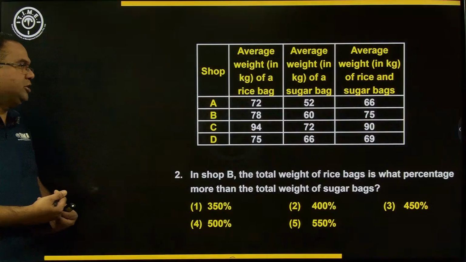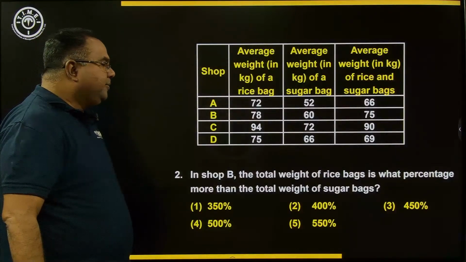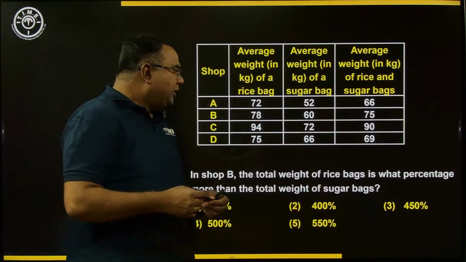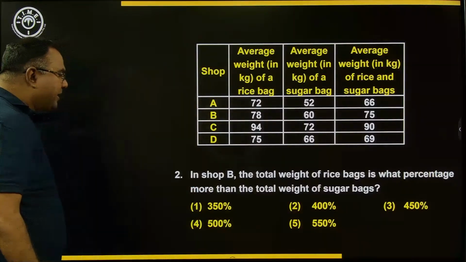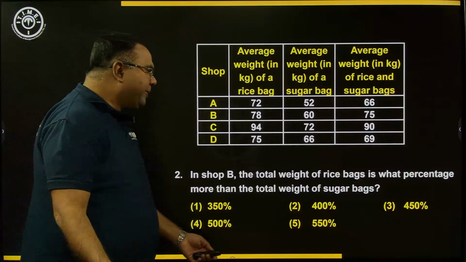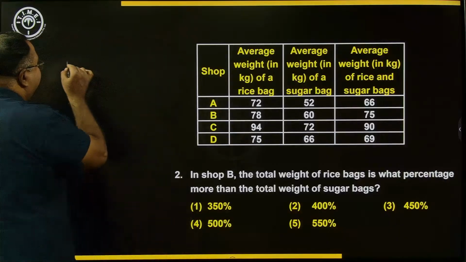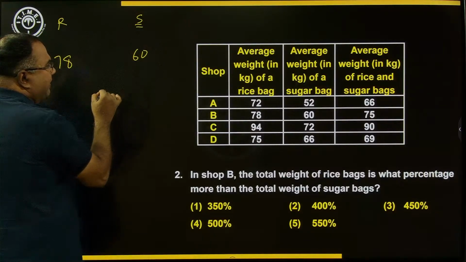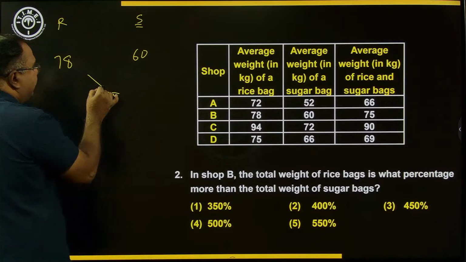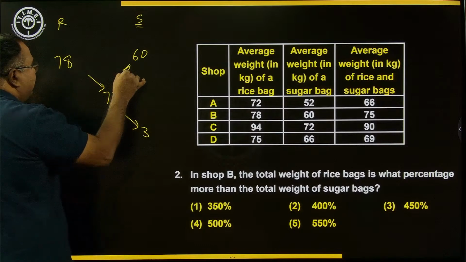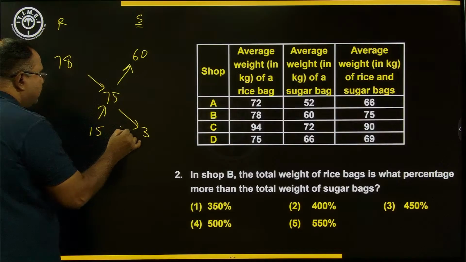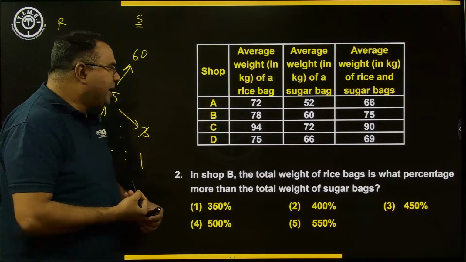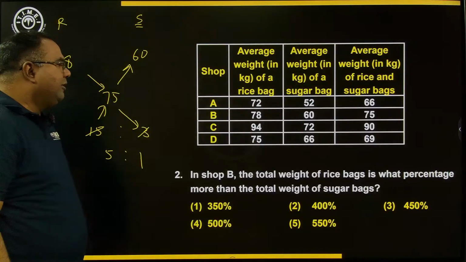Question number 2 on your screen, students. In shop B, the total weight of rice bags is what percentage more than total weight of sugar bags? So let me take B. So rice is 78, that is highest, and sugar is 60, and my average weight is 75. 78 minus 75, this is 3. 75 minus 60, this is 15. So this is in the ratio of 5:1. Right? What's the question?